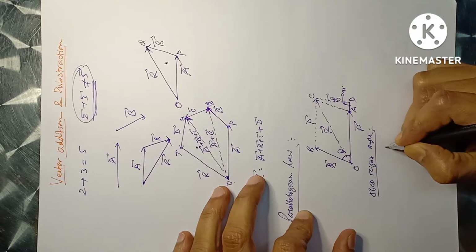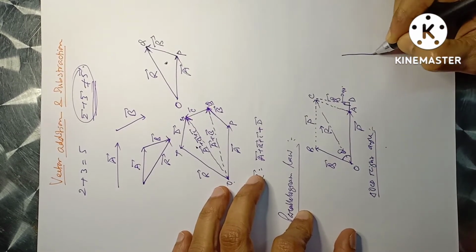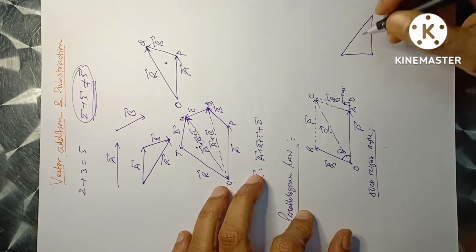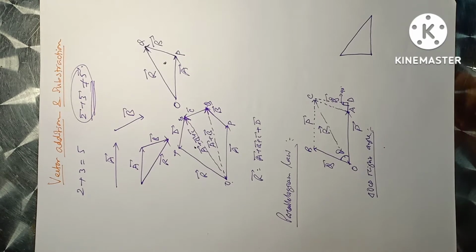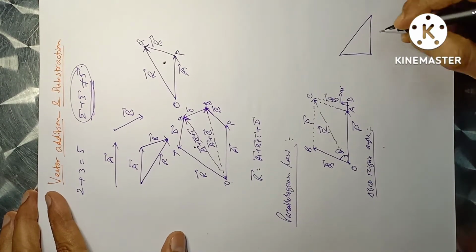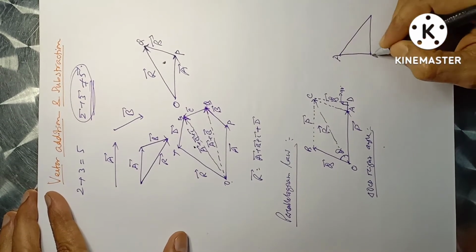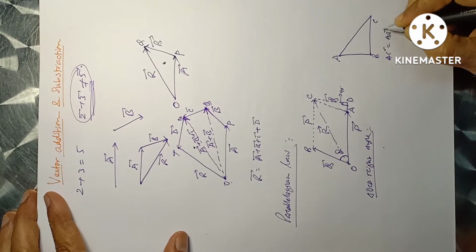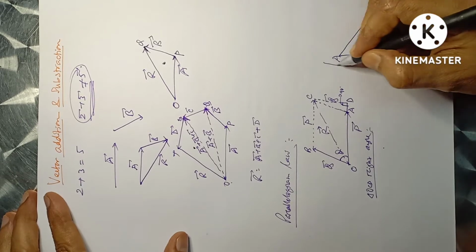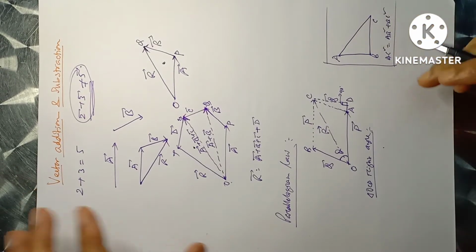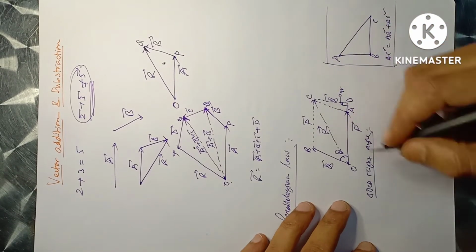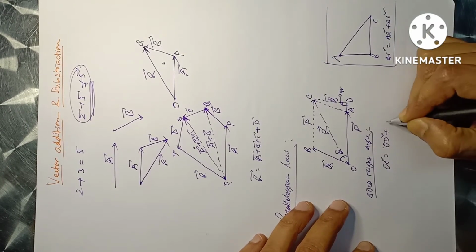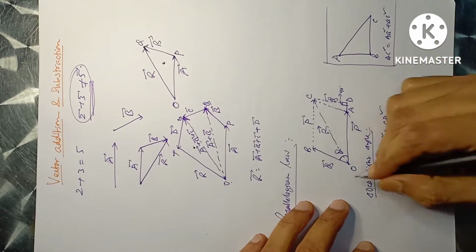We know that in a right angle triangle, the diagonal square. We know in case of right angle triangles, suppose a right angle triangle ABC, we can write AC square equal to AB square plus BC square. So by this formula, we can write OC square equal to OD square plus CD square. OC square equal to R square.